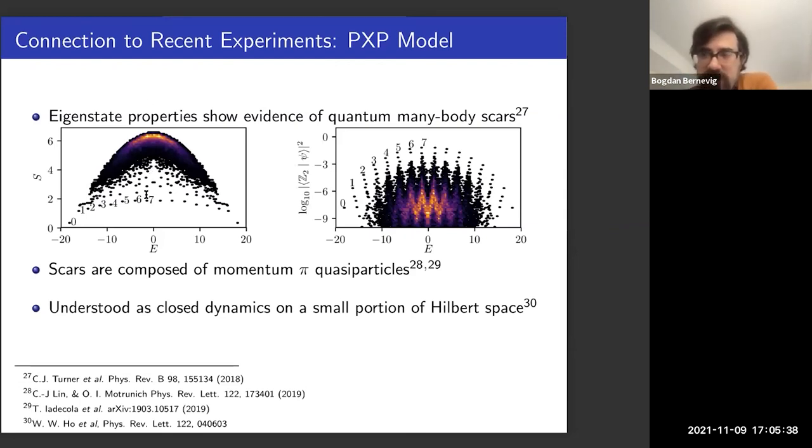So if you find some low ones that look like this, those are scars. They might not be exact scars, like in this PXP model. This is the Papic, Serbyn, Abanin plot. In this PXP model, they're not exact, but that's how they found them. That's exactly what you pointed out. You can just consider, and if you find it low, then you find scars.